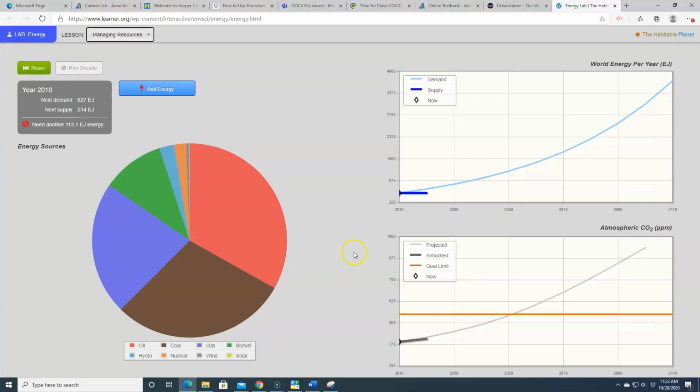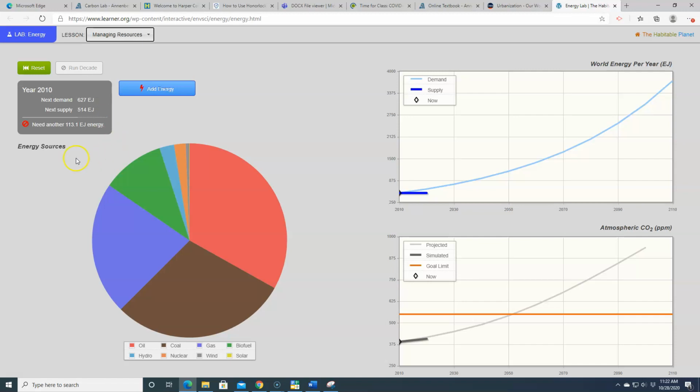So let's go back to the simulation. We start in the year 2010, and we're going to assume that each year we need 2% more energy than the year before in order to meet demand.